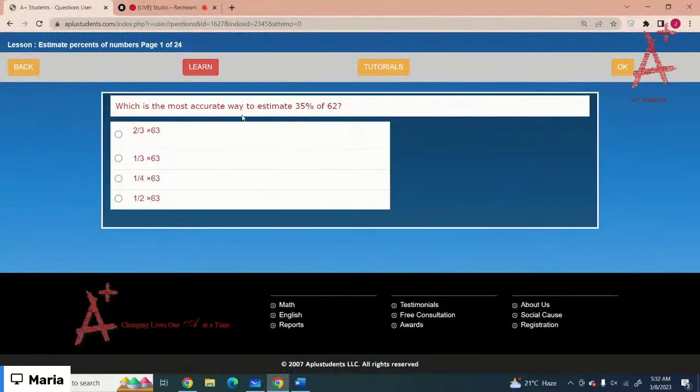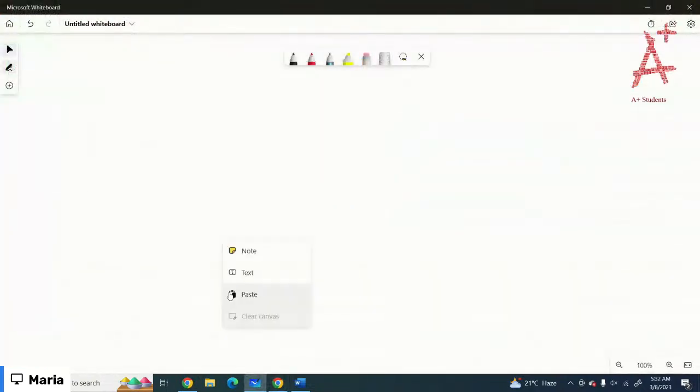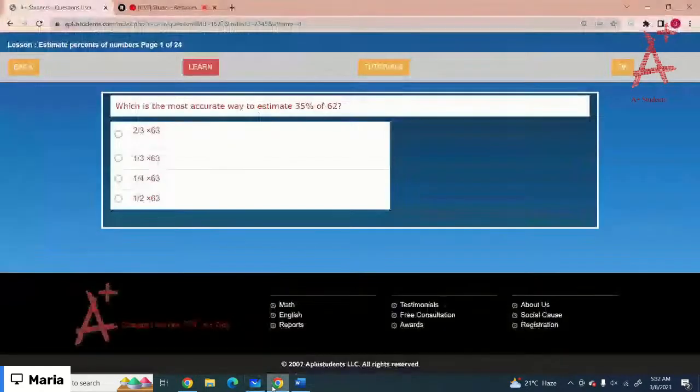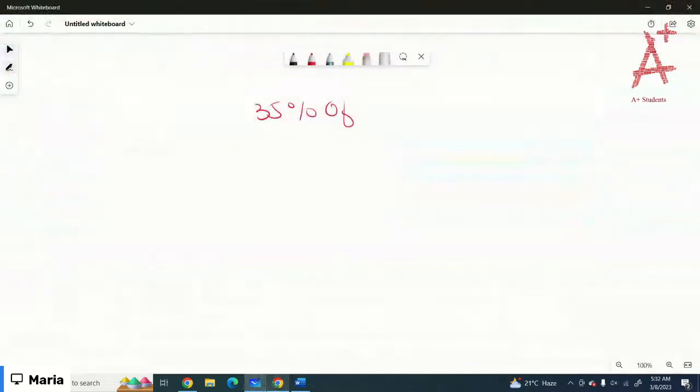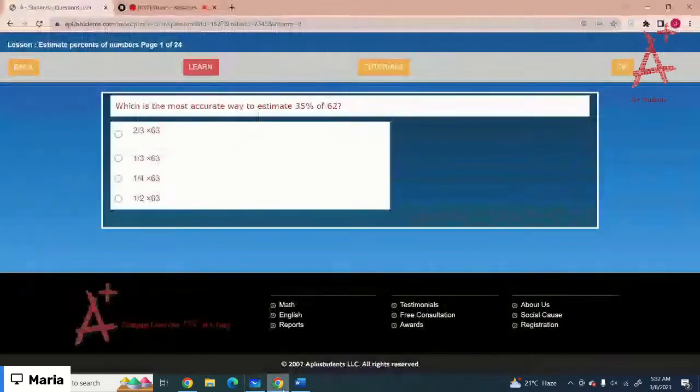Okay, what is the most accurate way to estimate 35% of 62? So you have to calculate 35% of 62. Got it? The options you are given are 2 over 3, 1 over 3.